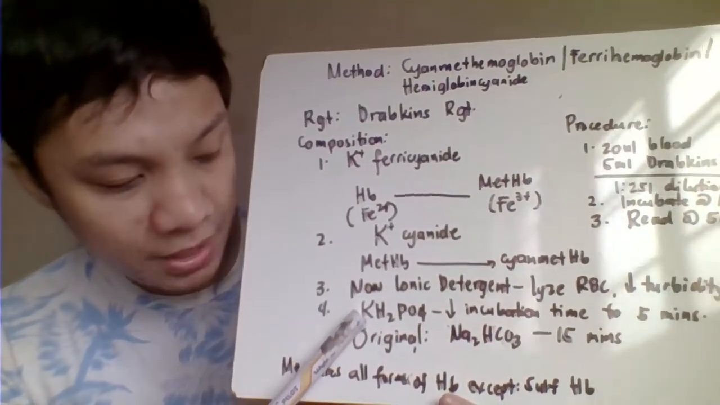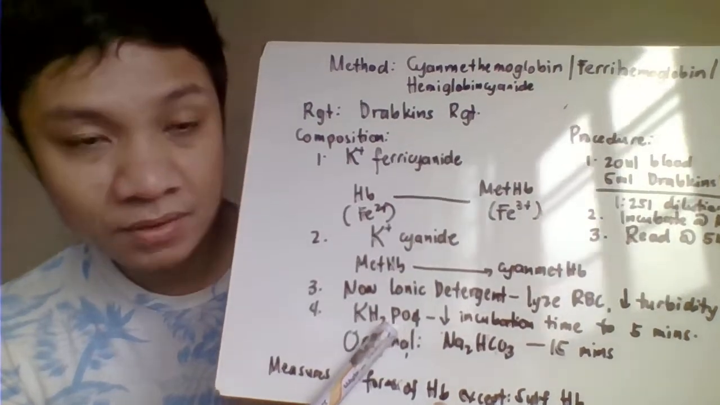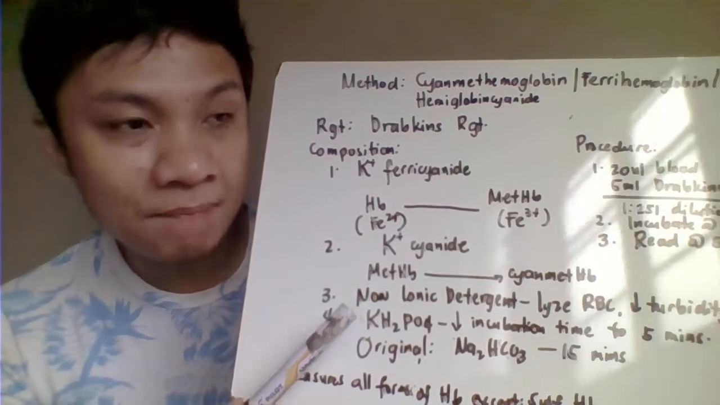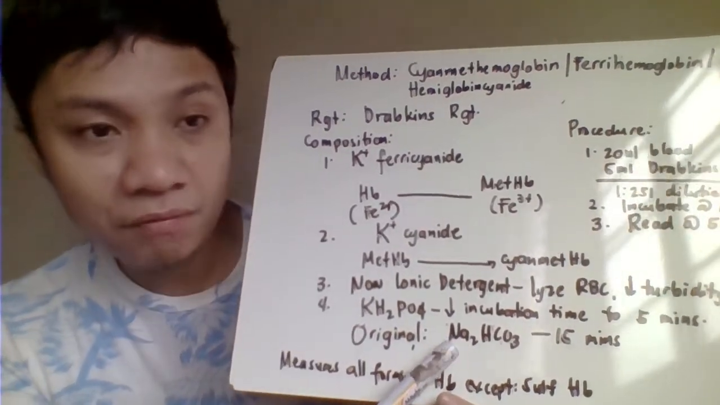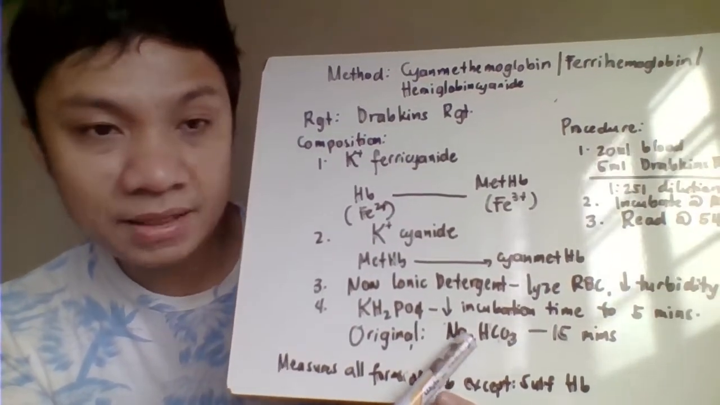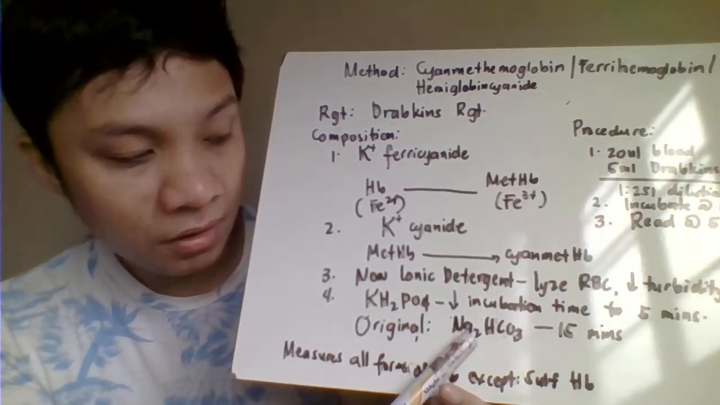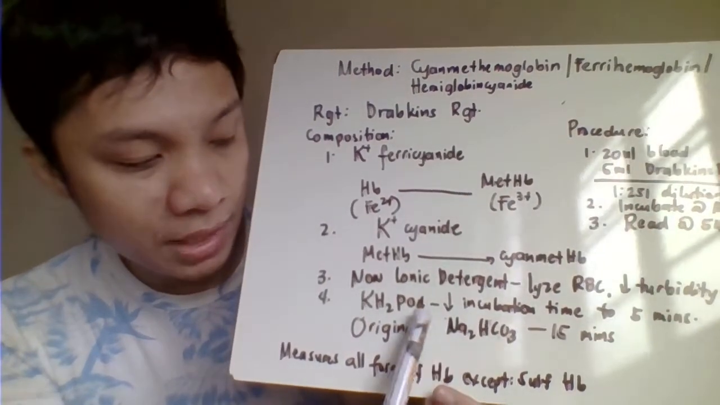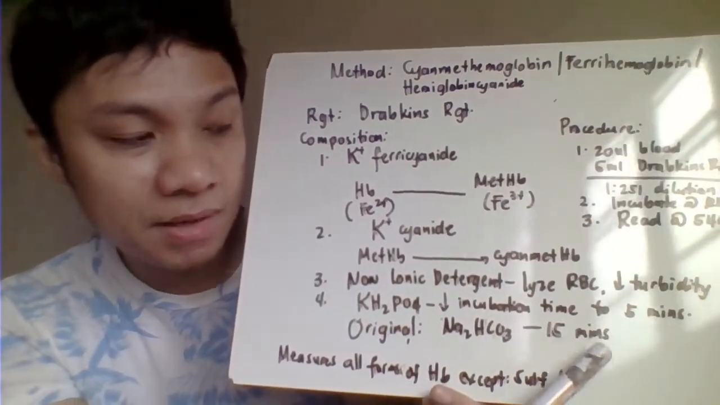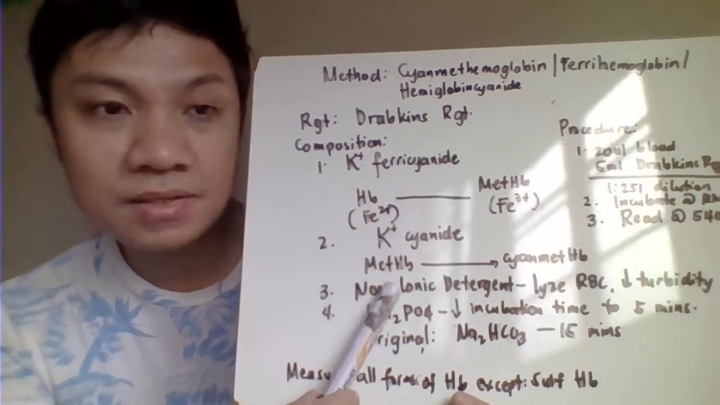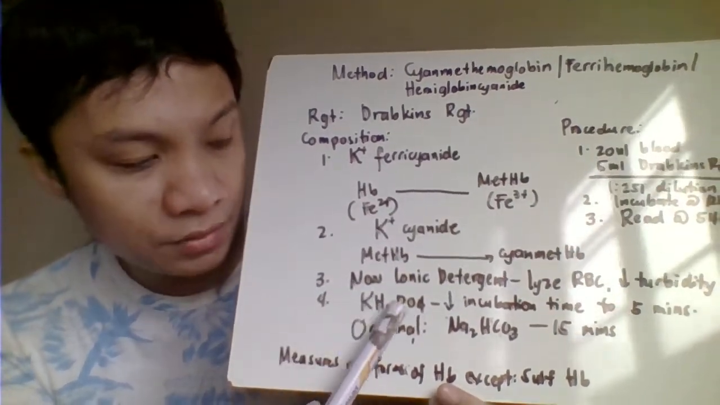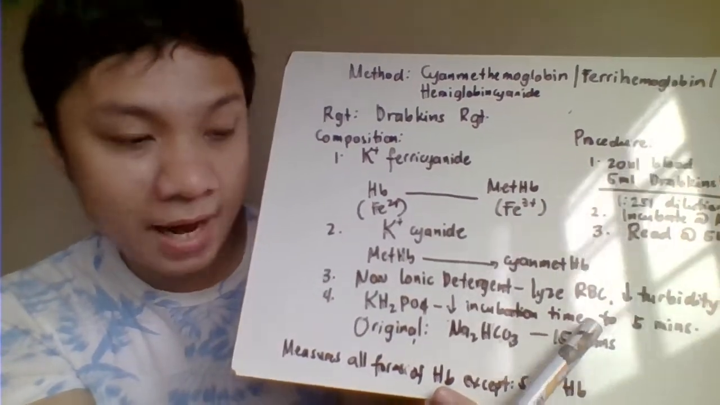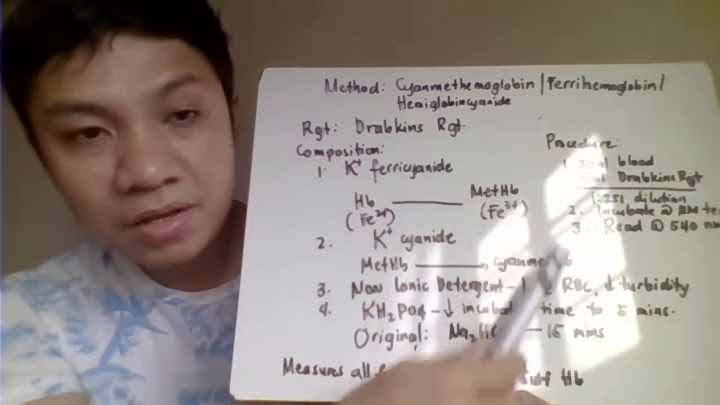Then we have your potassium dihydrogen phosphate. So this potassium dihydrogen phosphate replaces the original reagent nito in the form of your sodium bicarbonate. Okay, then originally, if you try to utilize this reagent, the reading time is 15 minutes. But upon replacement with your potassium dihydrogen phosphate, the reading time is reduced to 5 minutes na lang. Okay, then we have here the procedure for this one.